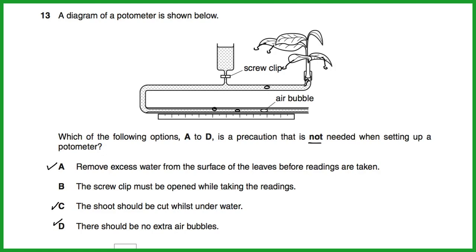And the screw clip must be opened while taking the readings. Well, if you opened the screw clip, water would come down and water would push the air bubble out. So B is definitely an option that you shouldn't take.